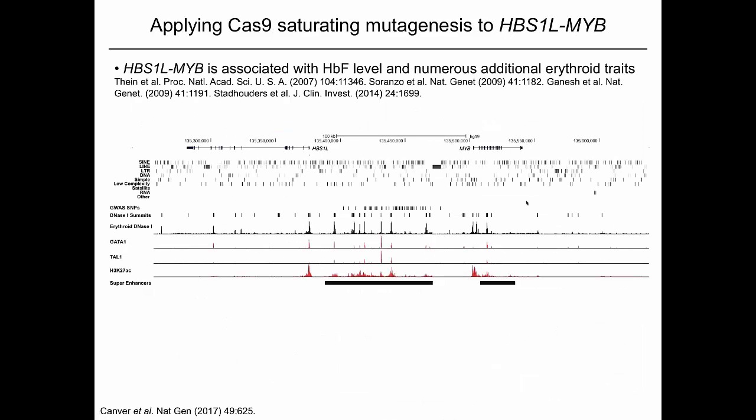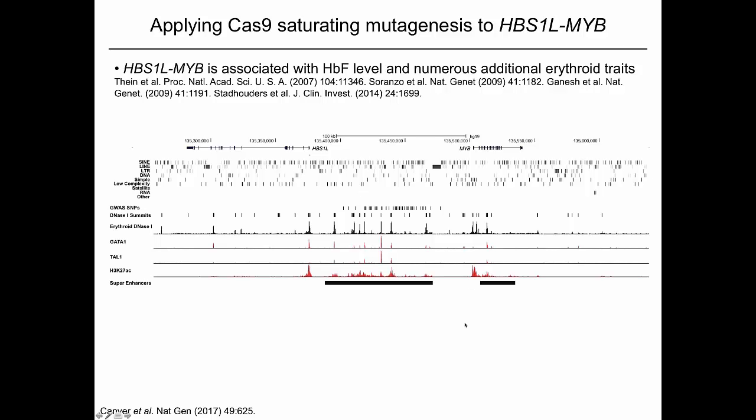We have extended this saturating mutagenesis approach to look at other loci implicated by GWAS, including that at HBS1L-MYB, where there are variants associated both with fetal hemoglobin level and other erythroid traits. And although this is a very heavily chromatin-marked region with DNA sensitivity, transcription factor binding, and even super enhancer presence, what one can see is the non-coding genome around this GWAS signal is littered with repetitive elements.